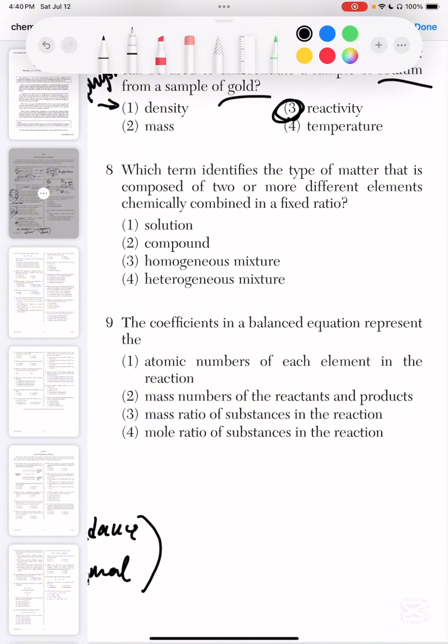Which term identifies the type of matter that is composed of 2 or more different elements chemically combined in a fixed ratio?